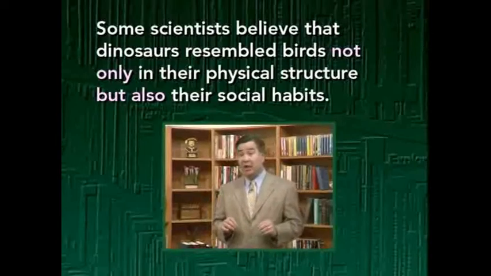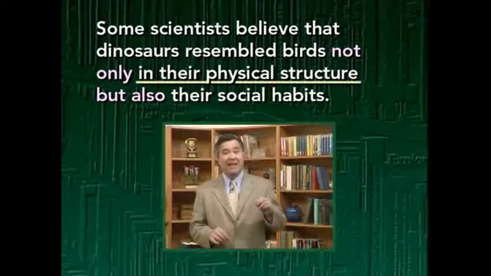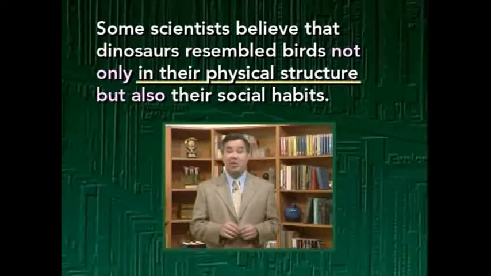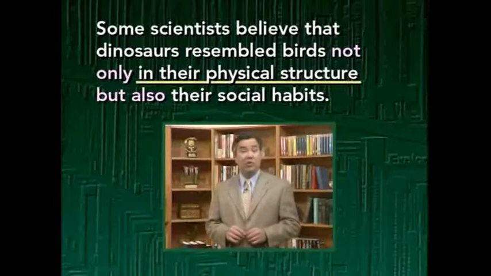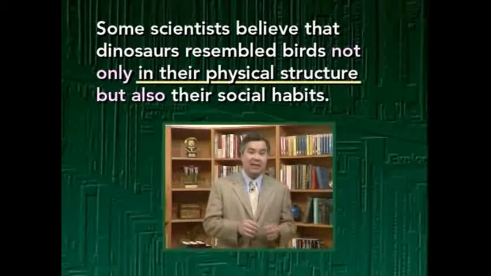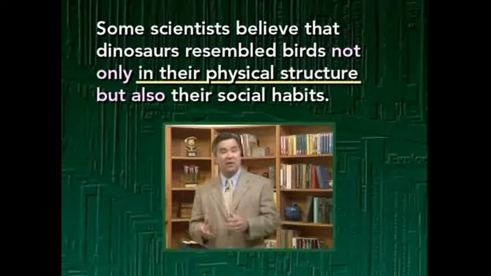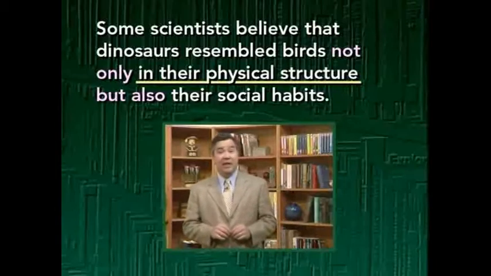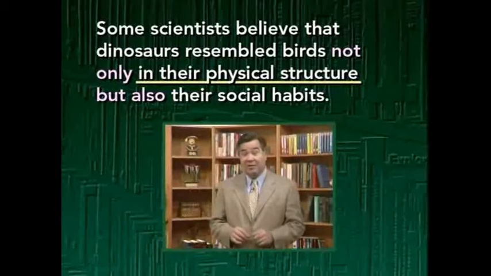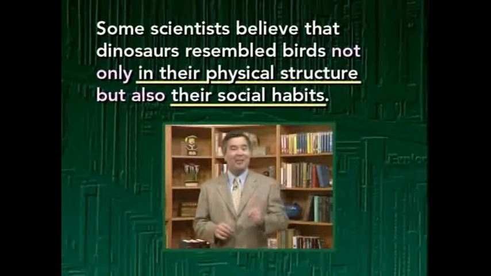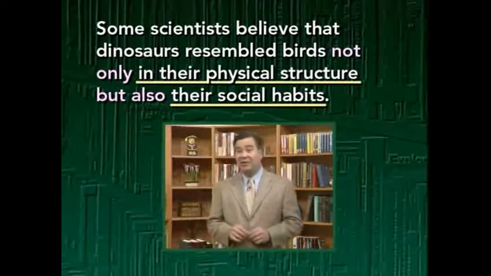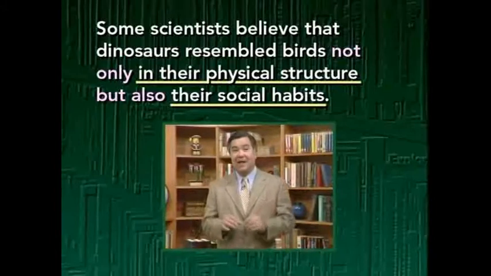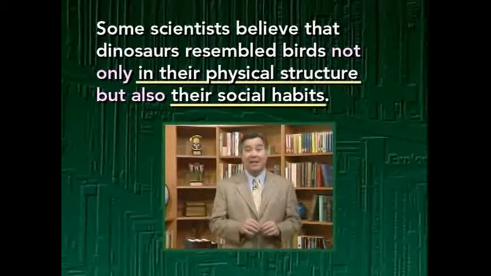First we have "not only." What follows that are the words "in their physical structure." Now this is a prepositional phrase, beginning with the preposition "in," ending with the noun "structure," and containing the possessive pronoun "their" and the adjective "physical" in between: in their physical structure. Okay, then we have the conjunction "but also," and what follows that is "their social habits." What do you notice that's different? Well, what's missing here is the preposition "in." Because this is not a prepositional phrase, parallelism hasn't been followed.